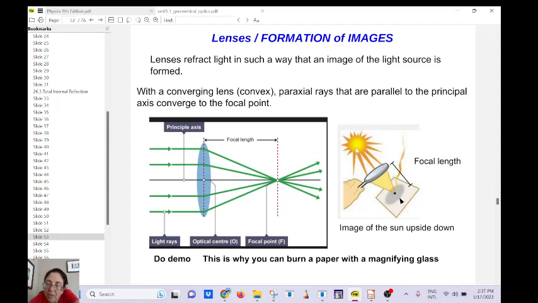Here, typically, you have the sun. The sun has rays coming parallel, so you get the rays to focus at one point. The distance between the lens and the screen is what is called the focal length. What you get here on the paper, which is like a screen, is an image of the sun, and all the energy is focused at one point, and of course you can burn the paper. So that's a converging lens.